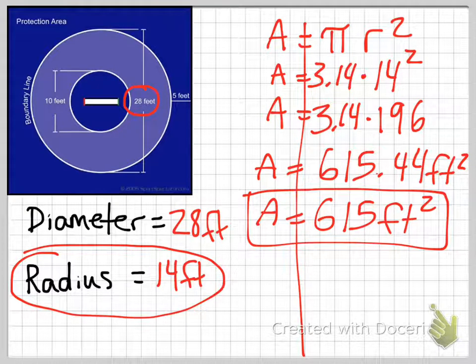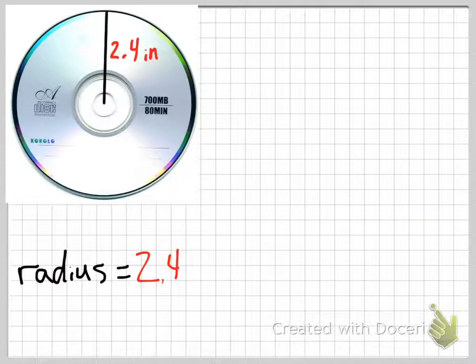Okay, let's look at another problem. This is a CD. Some of you know what a CD is. Some of you only know what iPods are and don't even recognize this. But a CD is something you put music on and you can put in your CD player and actually listen to music. But we're going to find the area of an actual CD. In reality, the radius of a CD is 2.4 inches about. So we're going to use that information to solve and find the area.